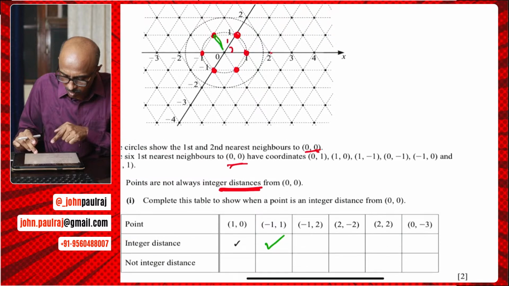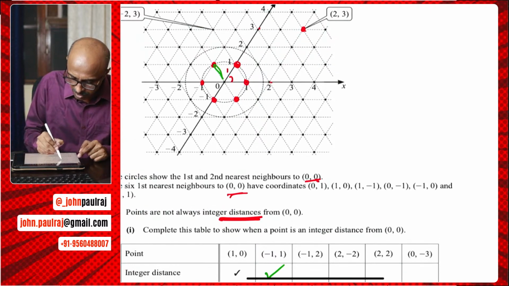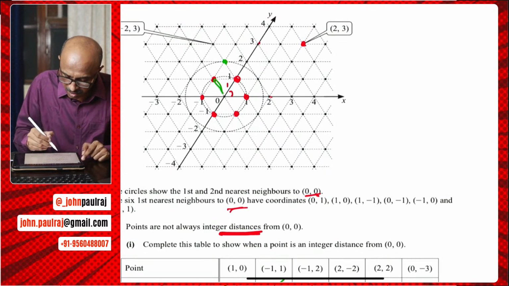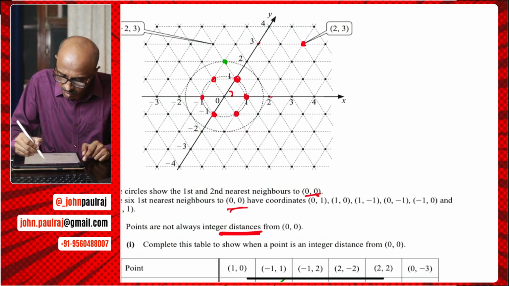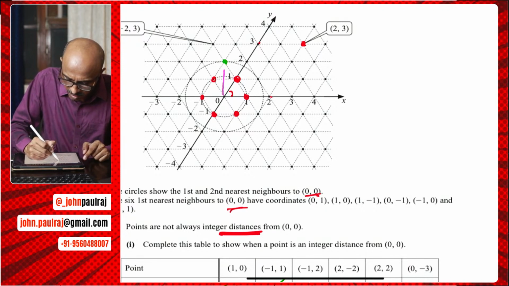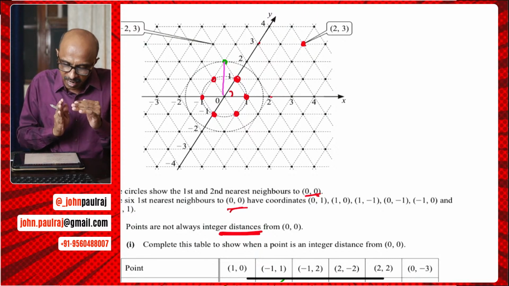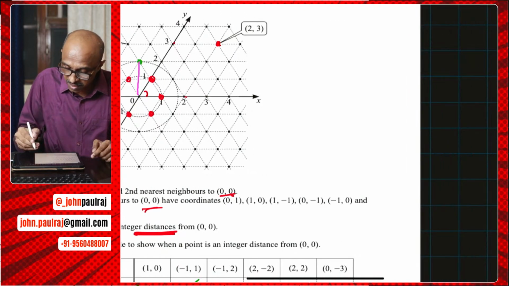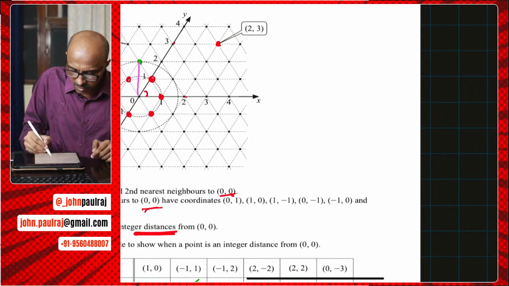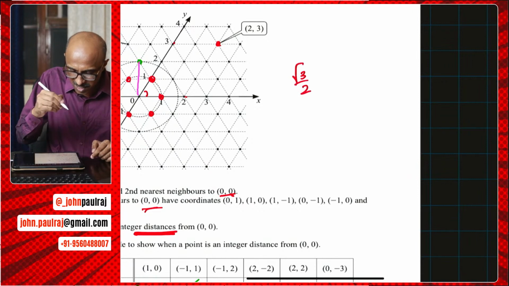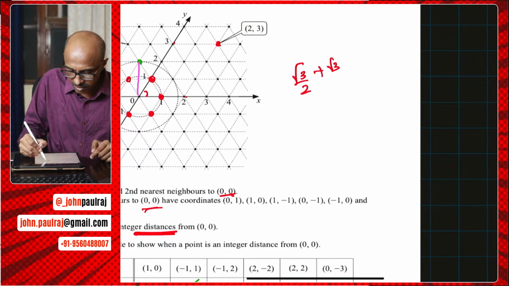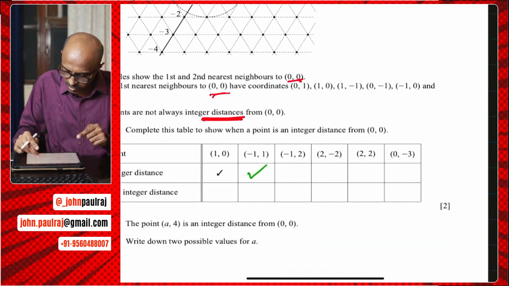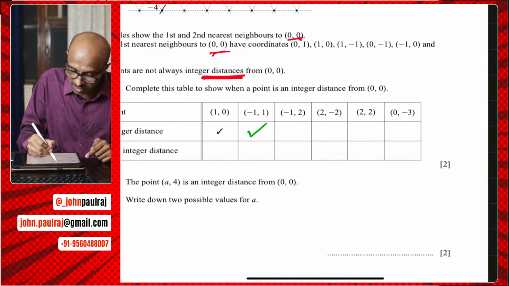Negative 1 comma 2, where's negative 1 comma 2? Negative 1 along the x, and 2 along the y, that's the point negative 1 comma 2. From the origin, the line joining, can you see that? It's like the height of two equilateral triangles. If the side length of an equilateral triangle is 1, the height is given by root 3 by 2. So when you add it up, it will be root 3 by 2 plus root 3 by 2, which gives you square root of 3, which is not an integer value. So for negative 1 comma 2, that's not an integer distance, so I'm just going to mark it here.